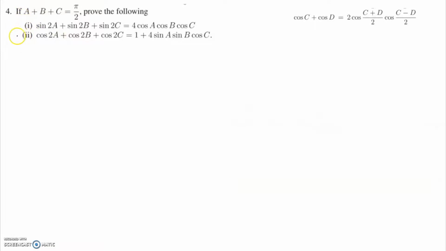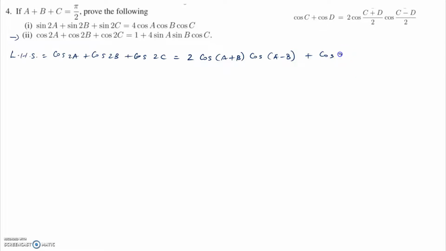Now, for the second part of the question, which is to prove that cos 2a plus cos 2b plus cos 2c is equal to 1 plus 4 sin a sin b cos c. So, again let us take the left hand side, which is cos 2a plus cos 2b plus cos 2c, and let us apply the formula for cos c plus cos d on the first two expressions. So, this becomes 2 times cos(a plus b) into cos(a minus b) plus cos 2c.